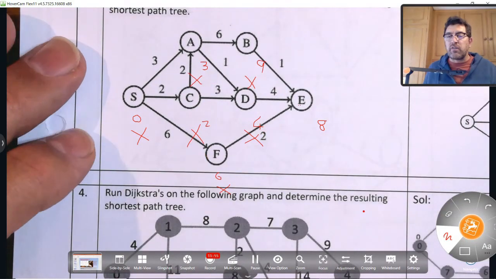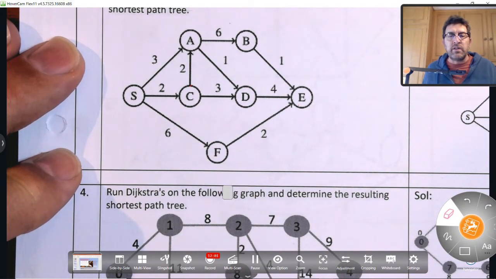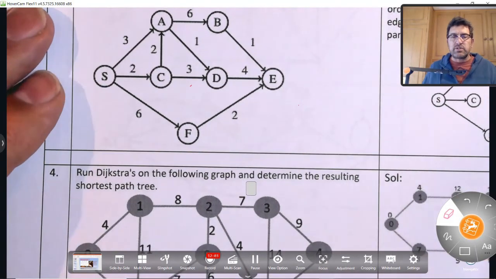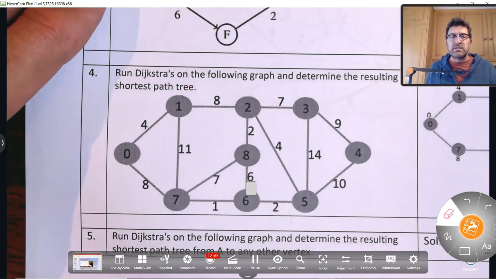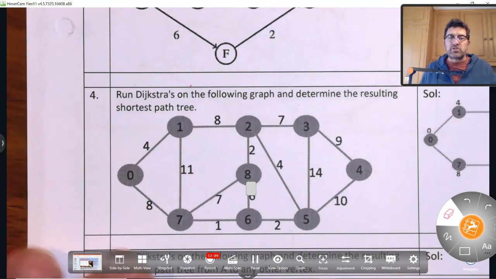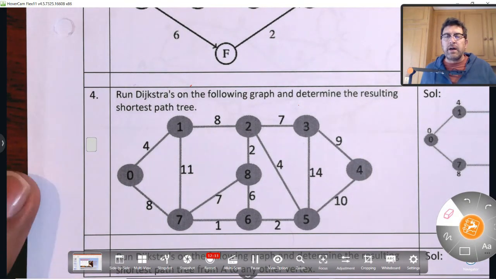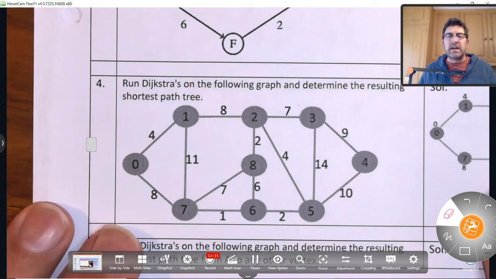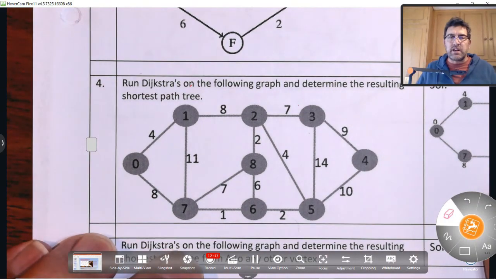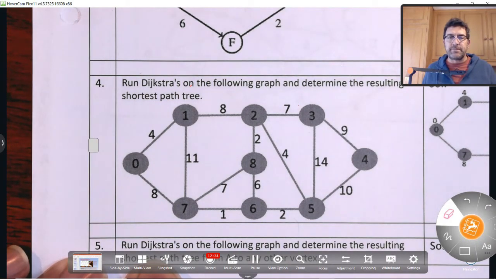One more graph, and I think then we will call it a day. I'm going to put the graph on, and I want you to try and find the minimum shortest path tree in this graph, okay, by applying Dijkstra's algorithm. Pause the video and do this, and then we'll see how you fared.